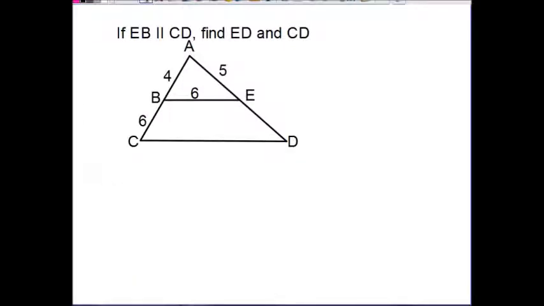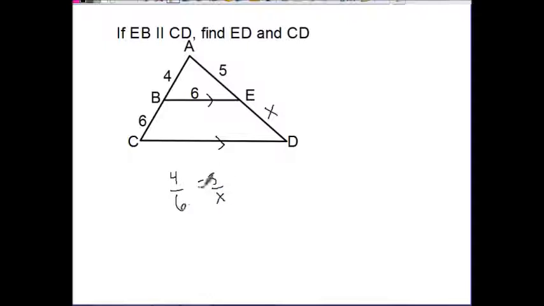Okay, so for our first example, we have if EB is parallel to CD, find ED and find CD. So here we go. As long as we know that we have those parallel lines, we know we can set up the side splitter and solve for piece ED. So here we go. Let's make our proportion. 4 over 6, one set of sides, equals 5 over x, our other set of sides.